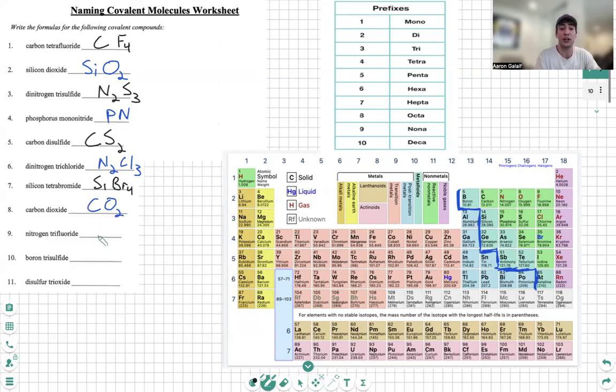Next one, we have nitrogen trifluoride. Nitrogen does not have a prefix, therefore it's on its own. Trifluoride means there are three fluorides. Boron trisulfide. Boron is on its own, so it's just going to be a B. And trisulfide means it's going to be three sulfurs, just like that.